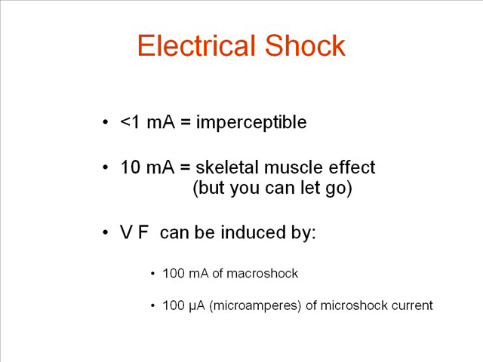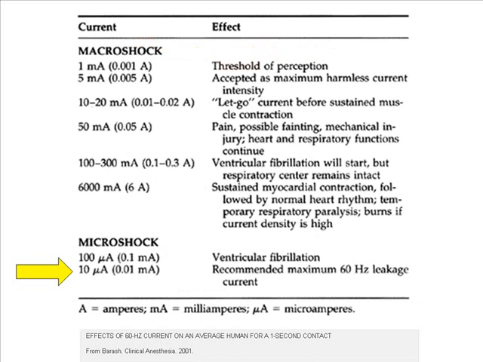At 10 milliamps, you get an effect on the skeletal muscle, but you can easily let go. And ventricular fibrillation can be induced with as little as 100 milliamps of macroshock through the heart, or 100 microamps of microshock current going through the heart in the case of a person who might have a pacemaker wire placed or a central line placed.